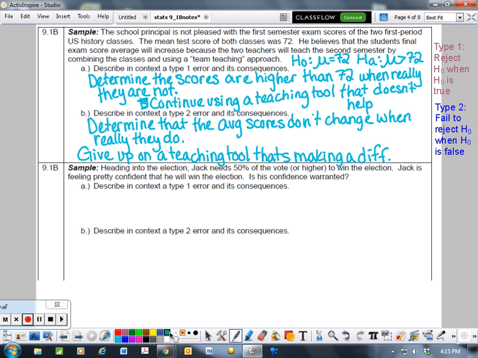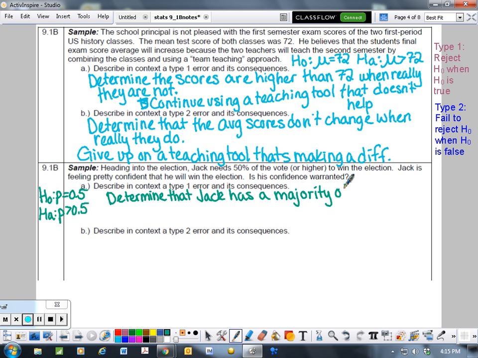So heading into election, Jack needs 50% of the vote. Okay, so here our H0 was p is 0.5. We're hoping, so Ha, that the proportion is greater than that, because he wants to win. So type 1 is we reject the null hypothesis. So we determine that Jack has a majority of the votes, when he doesn't.